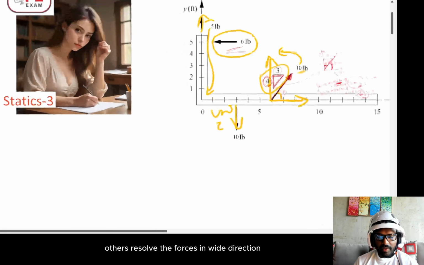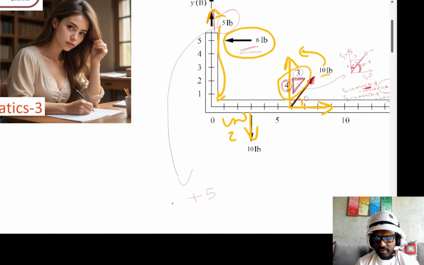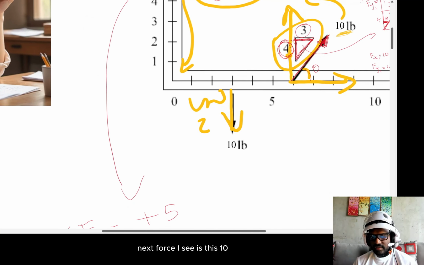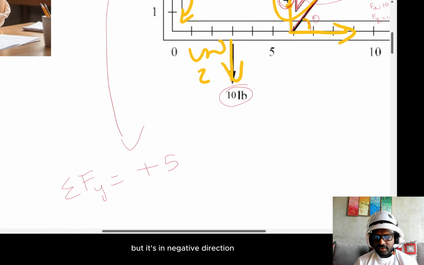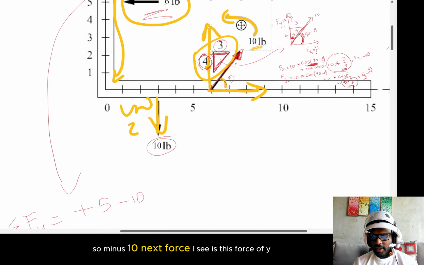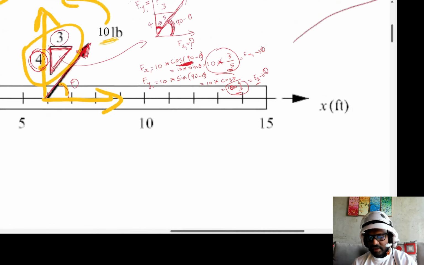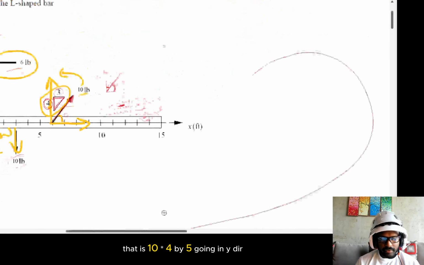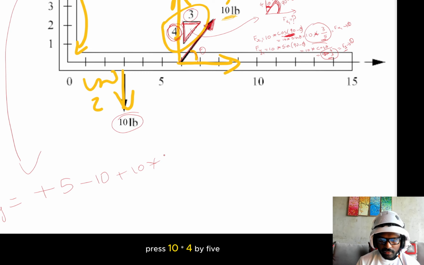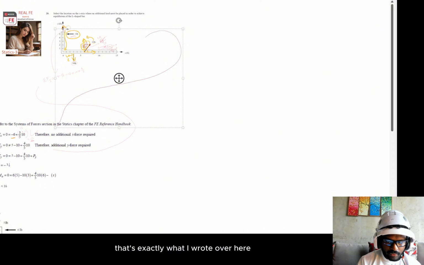Now let's resolve the forces in the y direction. The first force that we can see in the y direction, as I already told you before, is this 5. Write it here, plus 5. Sigma Fy is equal to plus 5. The next force I see is this 10, but it's in the negative direction, so minus 10. The next force I see is the y component coming from the 10 pounds. That is written over here. That is 10 times 4 by 5 going in the positive y direction. Plus 10 times 4 by 5.